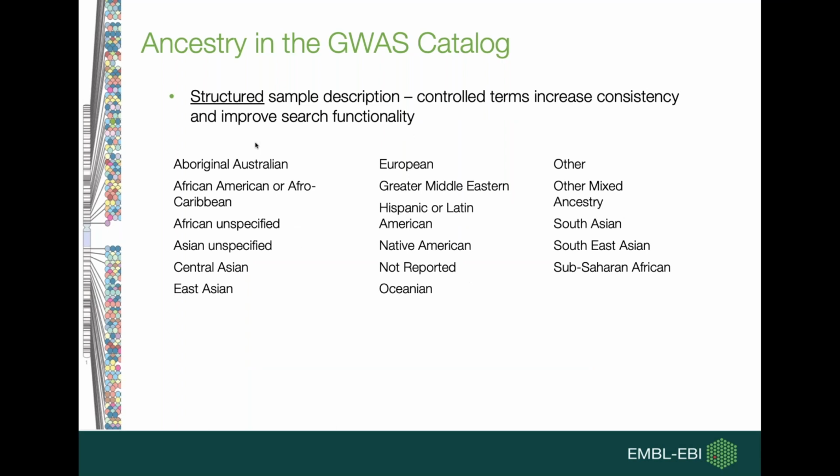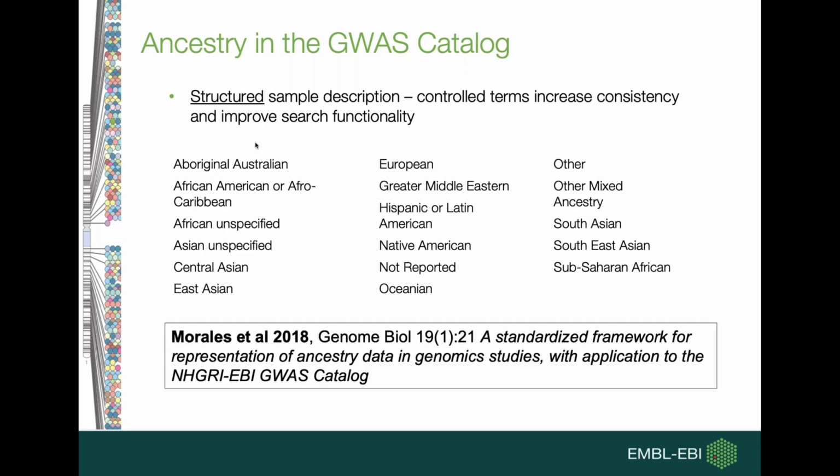You can see on the slide the full list of controlled terms that we use. If you're interested to read more about how we represent ancestry in the GWAS Catalog, you can have a look at the reference there from Morales et al. 2018.